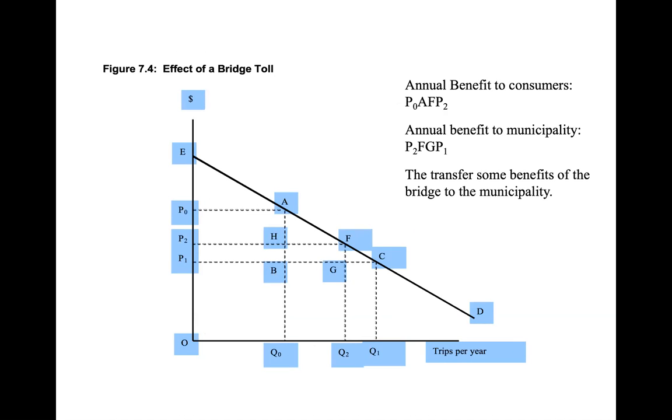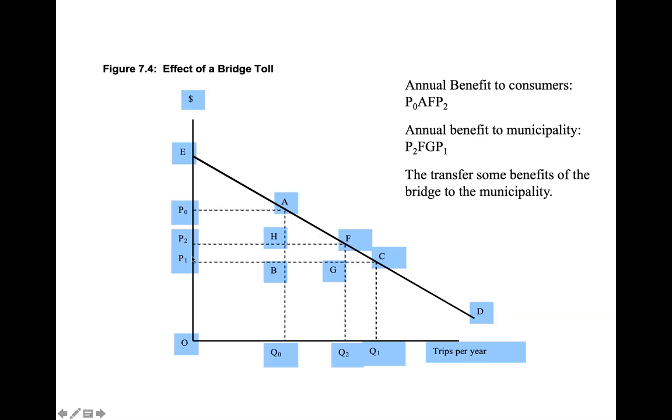So now let's suppose that we decide we're going to put a bridge toll. What does that do? So what we have here is still the P0, P1. And we're going to have a toll right here at P2. So what's going to actually happen? The annual benefit to consumers is still here, A, F, except it stops at P2. It doesn't go all the way to C now. It stops right here. So the benefit to consumers decreased because you had a toll.